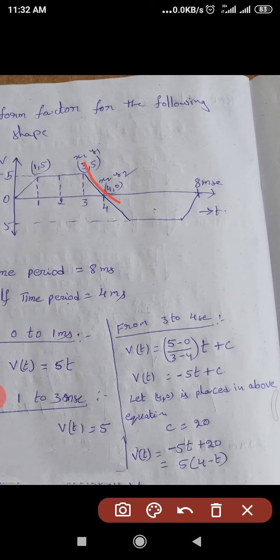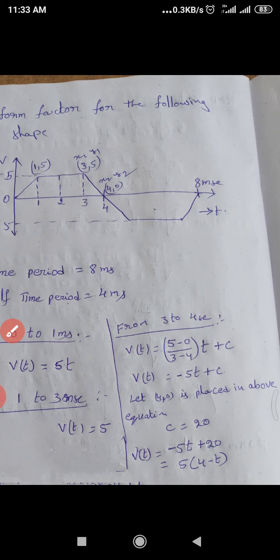That means if you observe here, from 0 to 1 we are getting the equation v of t is equal to 5t. Next, v of t is equal to 5. Next, from 3 to 4, we are getting minus 5t plus c. If we simplify this, we get 5 into (4 minus t). This is the overall value for the equation.